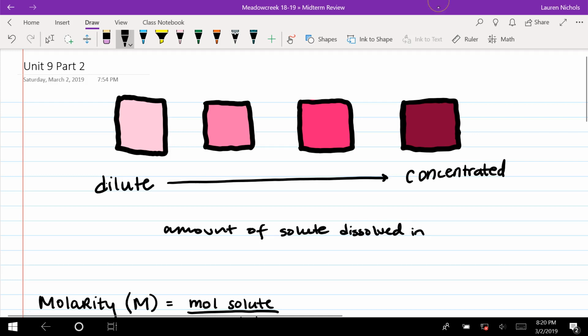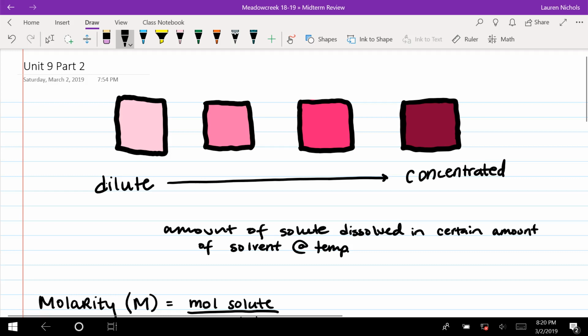The amount of solute dissolved in a certain amount of solvent, at a certain temperature.